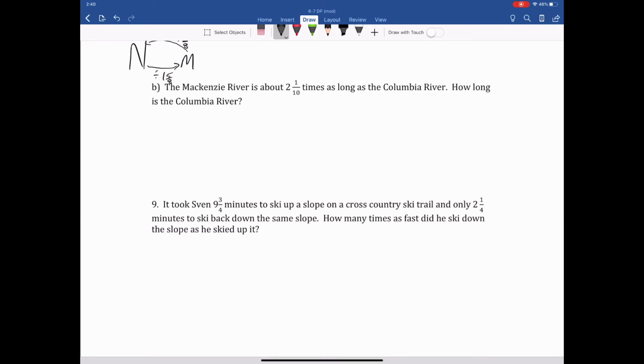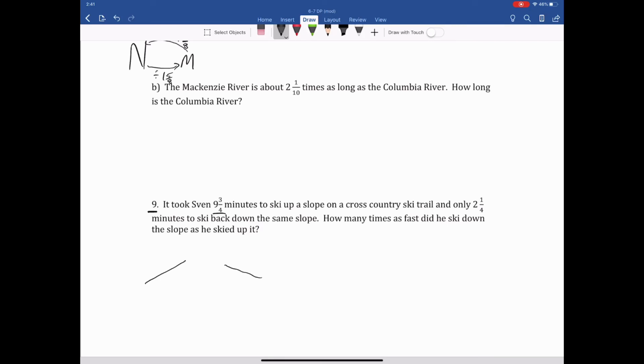Real quick on 9, we have Sven. That's a good skier's name. Sven is going up the hill on his skis, and it takes him 9 3/4 minutes to ski up the slope. And then when he comes down, a lot faster, it only takes him 2 1/4 minutes to go back down the slope.